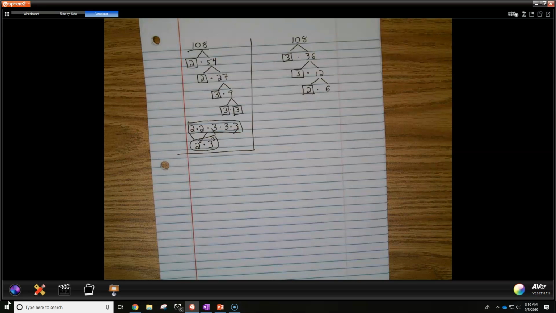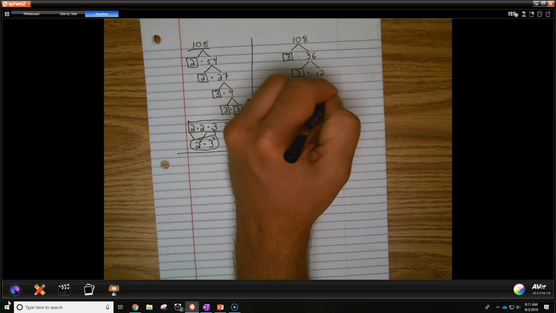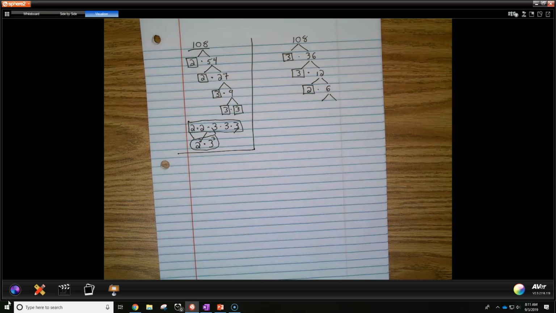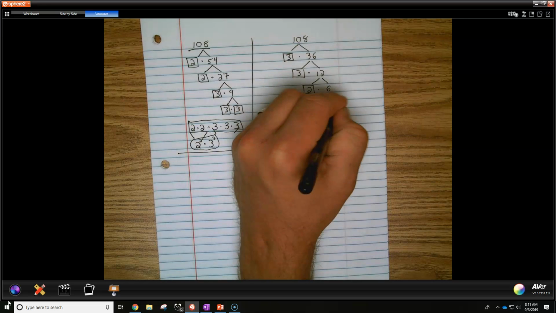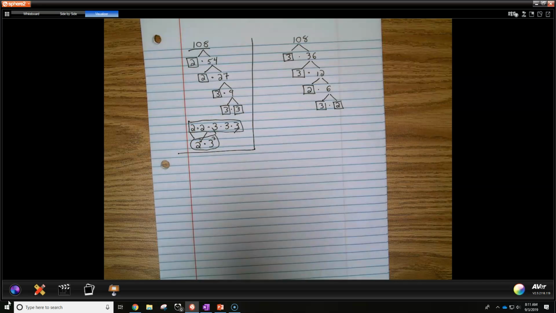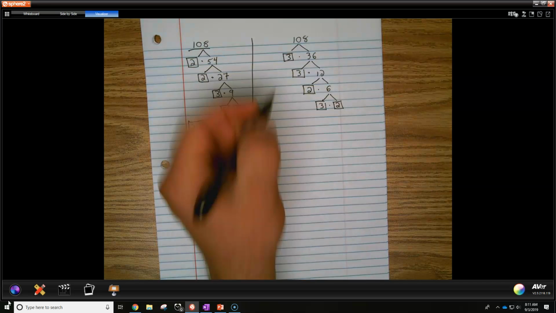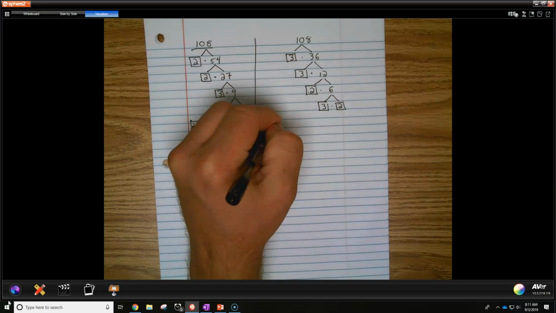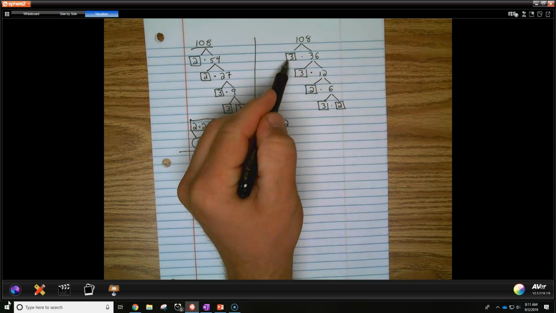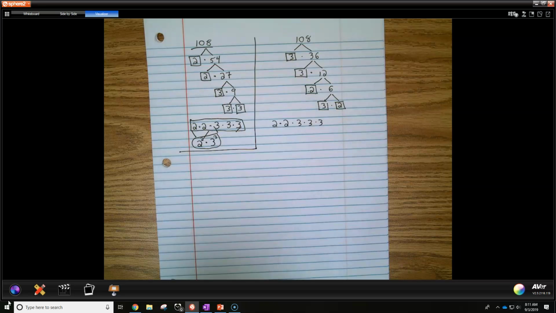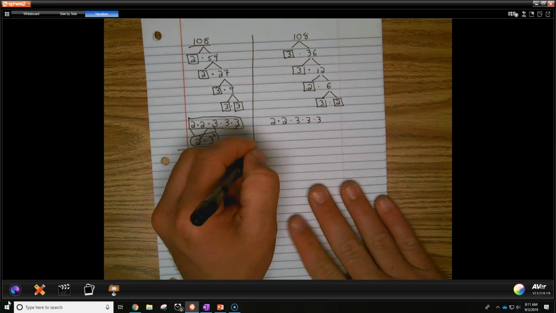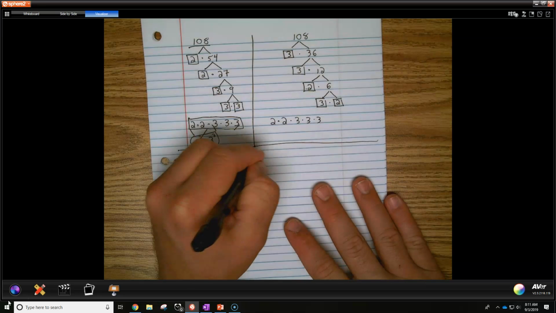Oh, so student B stopped at 6. But since 6 is actually a composite, 6 can become what? 3 times 2. 2 is prime. 3 is prime. So, if I do this again, there's 2 and 2. 2 times 2. 1, 2, 3 threes. We get the exact same answer. Okay, smarties. I don't trust you.